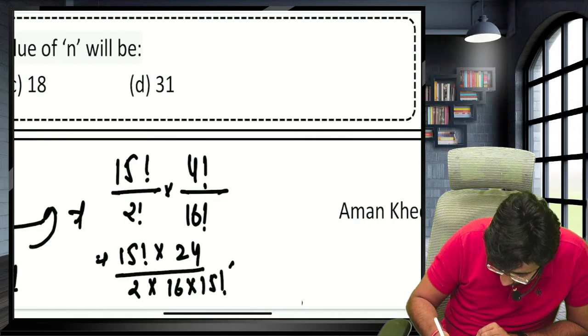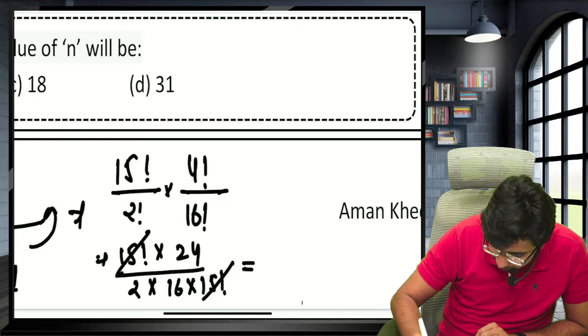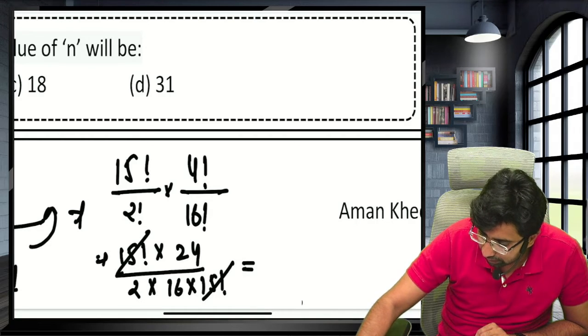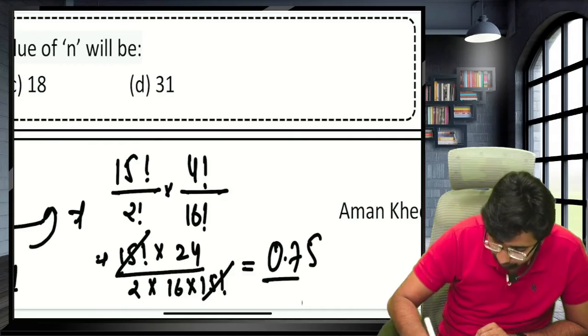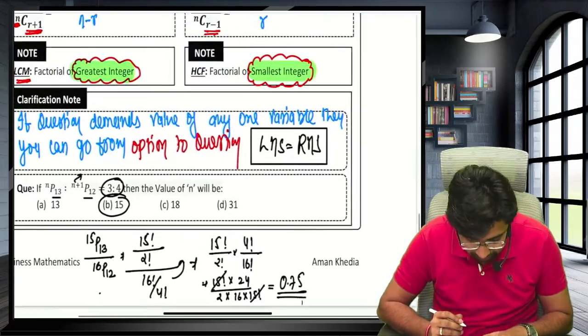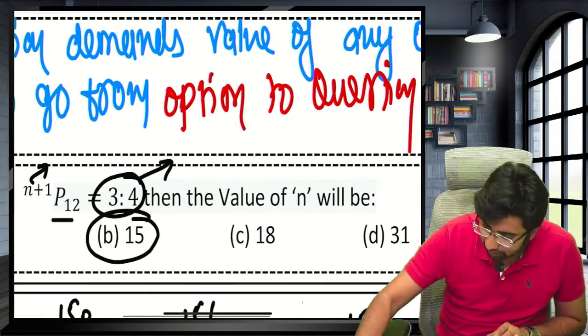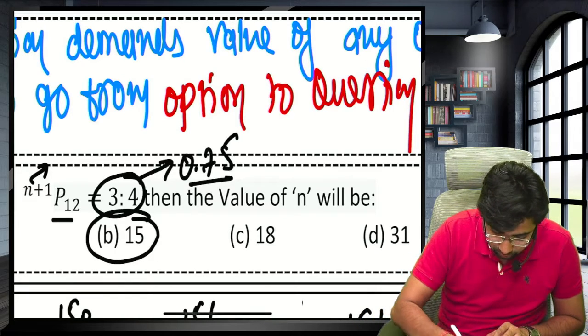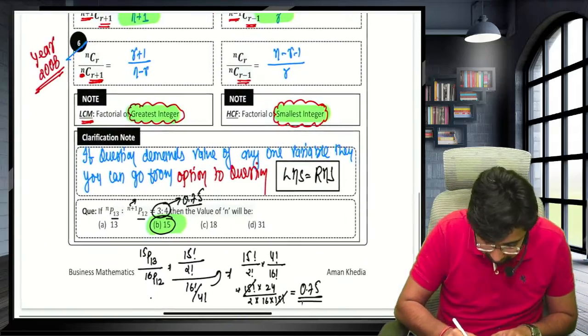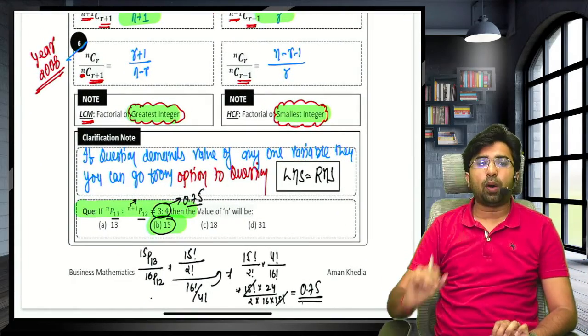15 factorial. This will cancel. Now let's solve this. 24 divided by 16, again divided by 2. Guys, you will get 0.75. Now let's see whether RHS is 0.75 or not. Guys, divide 3 divided by 4. Guys, this is also 0.75. So this is the option which gives me LHS equal to RHS. So this option is right.